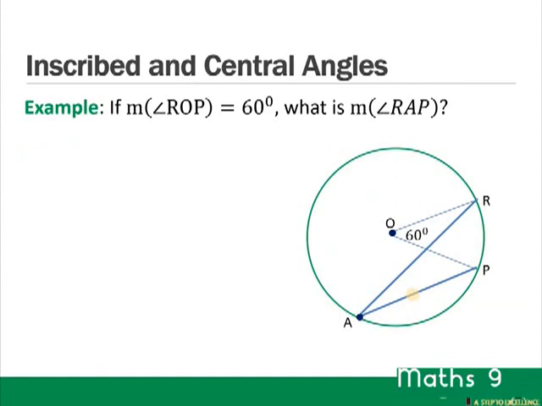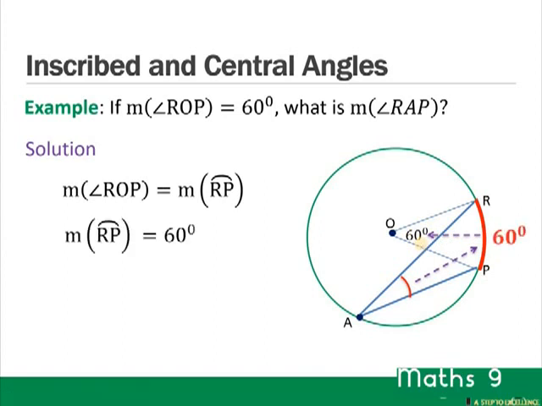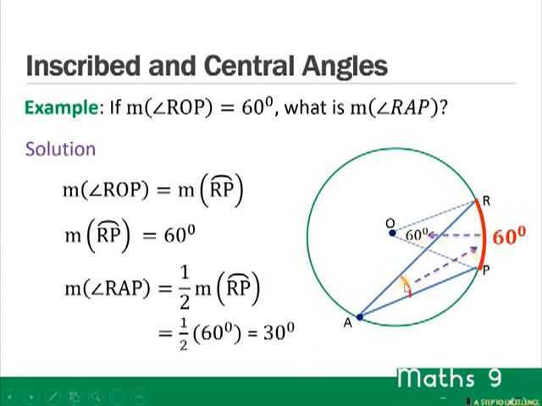Example: if the measure of the angle ROP is 60 degrees, what is the measure of the angle RAP? So on the diagram, we're trying to find this angle here. It's going to be half of the measure of the arc RP. And the arc RP is going to be the same as the angle at the centre, which is 60 degrees. So the measure of the arc RP is 60 degrees, and the measure of the angle RAP is half of this, which is 30 degrees.